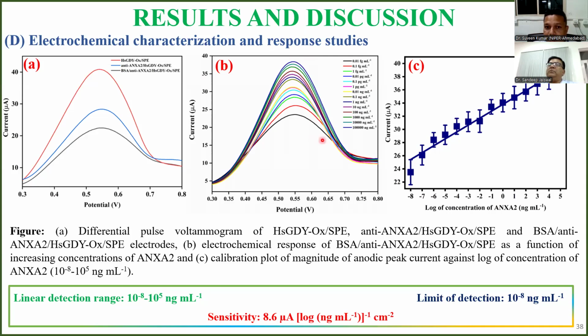electrochemical response study. You can see here we have obtained a larger, more linear detection range compared with the previous one, between 10 to the power minus 8 and 10 to the power 5 nanogram per ml, with a limit of detection of 10 to the power minus 8 nanogram per ml. The sensitivity is higher than the previous one, 0.98. Here it is 8.6 microampere per log nanogram per ml per centimeter squared.